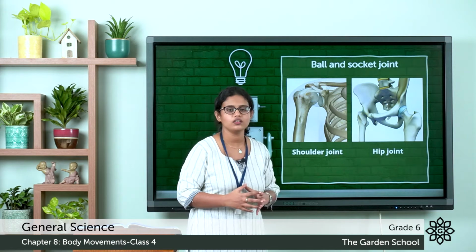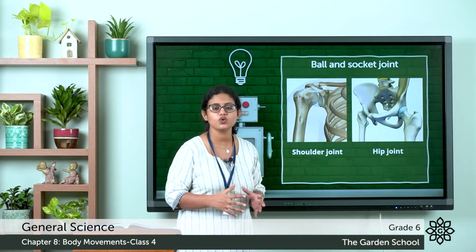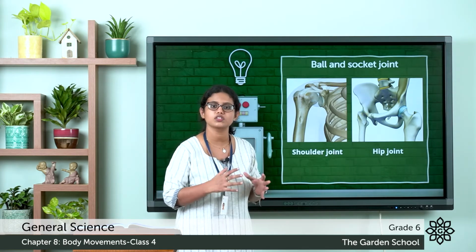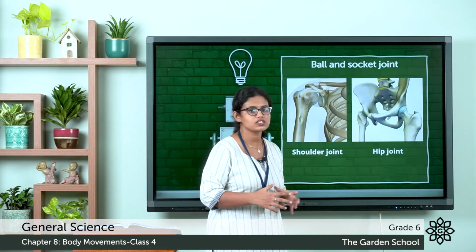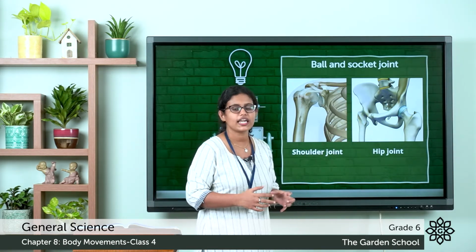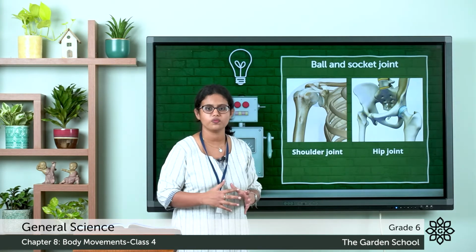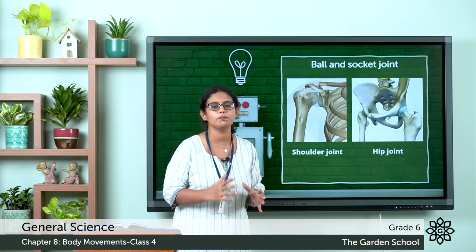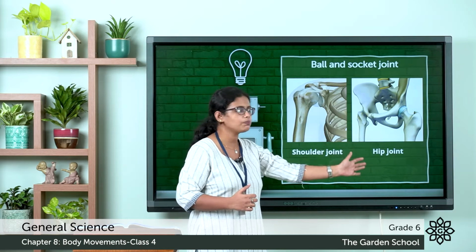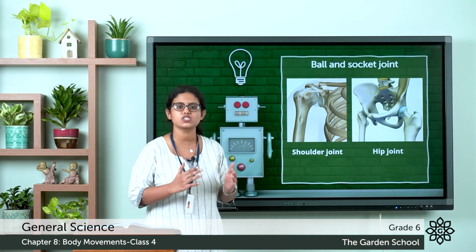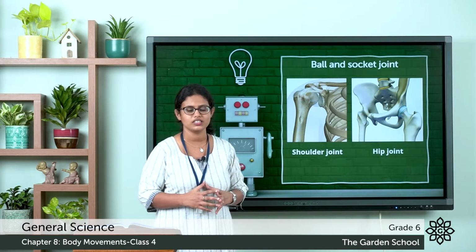Coming to the next one, that is the hip joint. So the hip joint also has the ball and socket joint. Again here you can see the two sockets and the two bones get fit into this socket and allow free movement. So that is about the ball and socket joint. The shoulder joint and the hip joint have ball and socket joints that allow free movement.